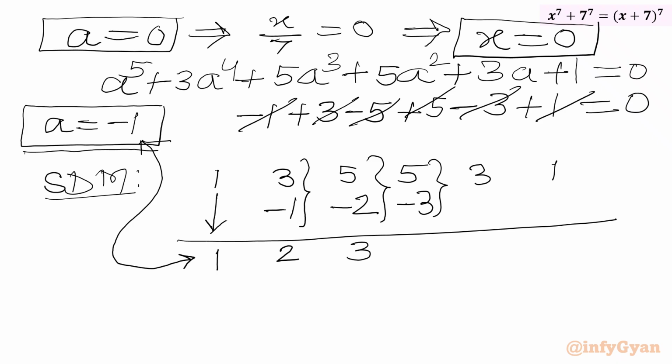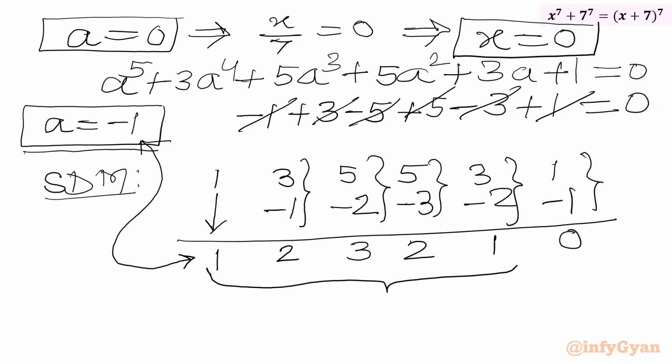Addition will give us 2 here. -1 times 2 is -2. We will get addition 1. -1 times 1 is -1. This addition will come out 0. So here we have the coefficients for the quadratic equation.